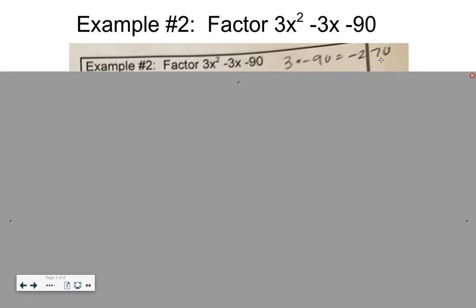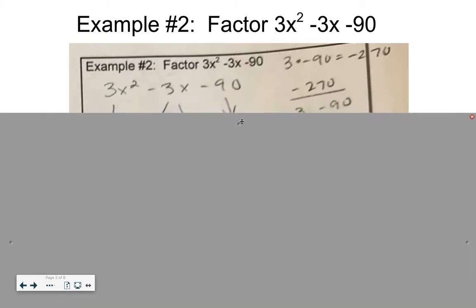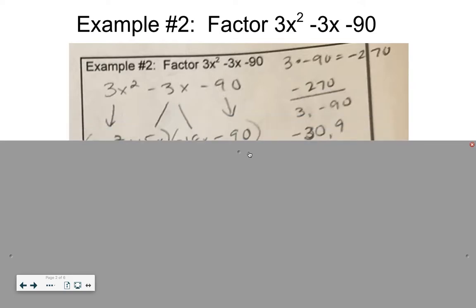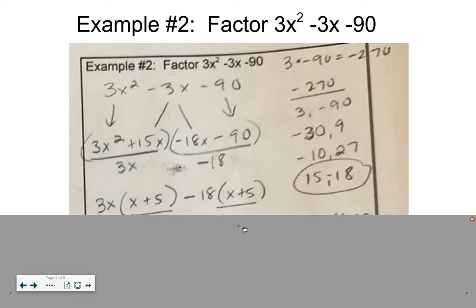Because we're trying to get a small number here in the center, I know the two numbers that I multiply have to be pretty close together. So I could start going through them. Well, 270 is like 27 with a 0. So I could do 3 and 90. I could do 30 and 9. I could do 10 and 27. Or I could do 15 and 18. And 15 and negative 18 will add to that negative 3.